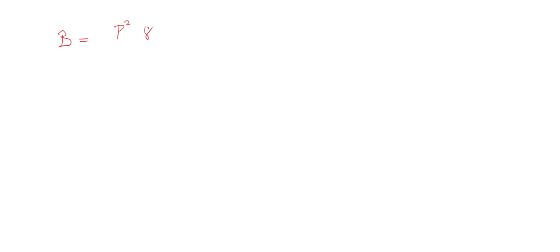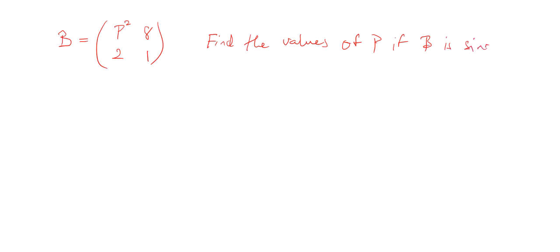Let's say 8, 2, 1. Right? And find the values of P if B is singular. Right? Now, once we see the words singular matrix, we know the determinant is equal to 0.